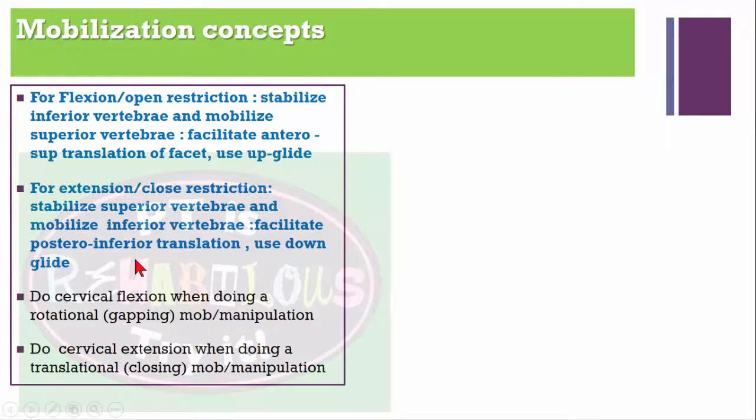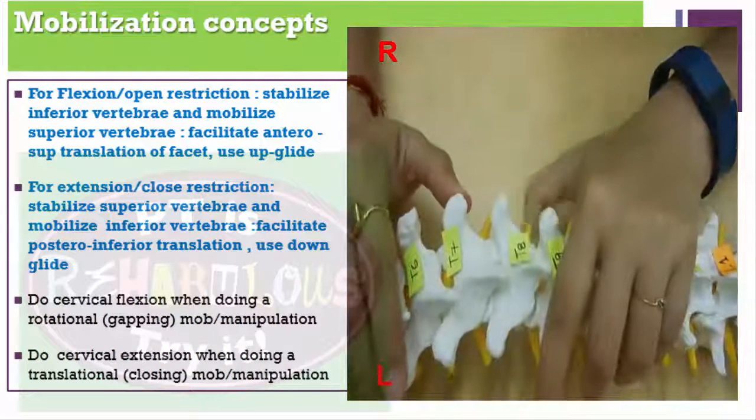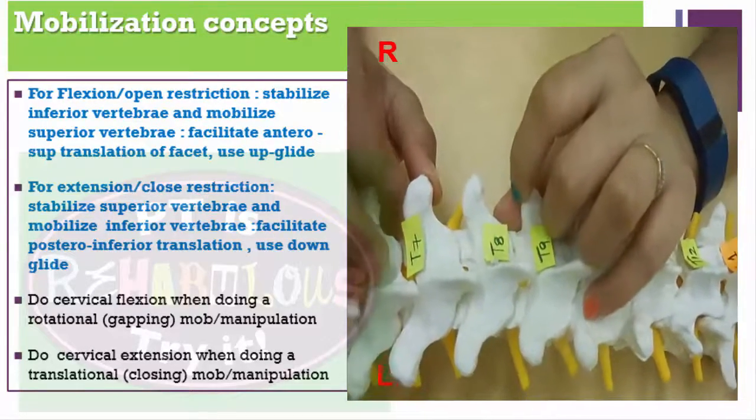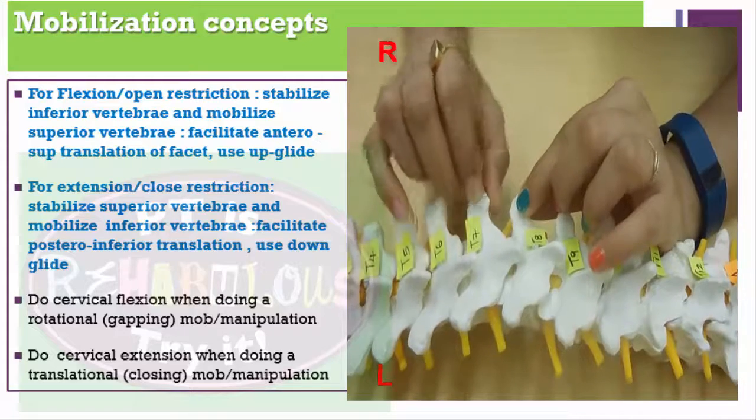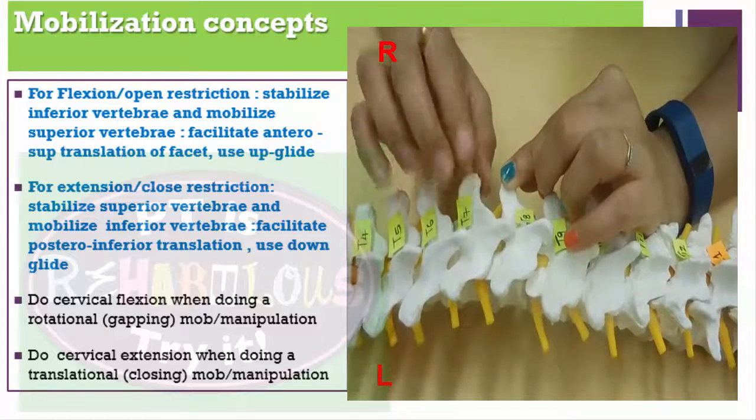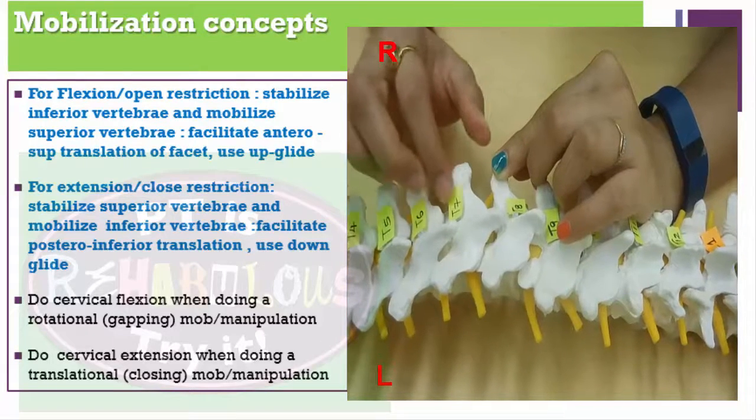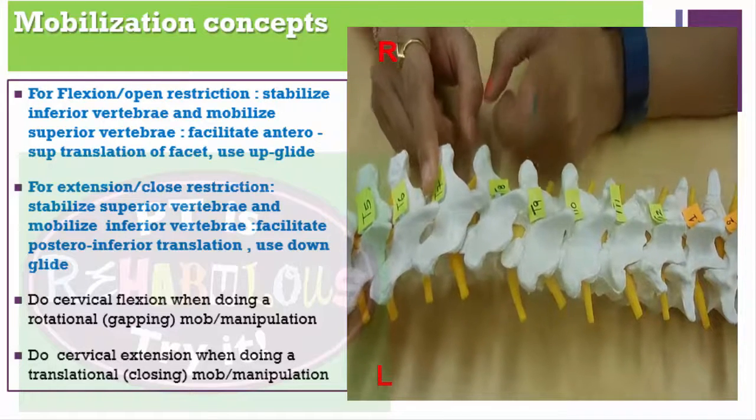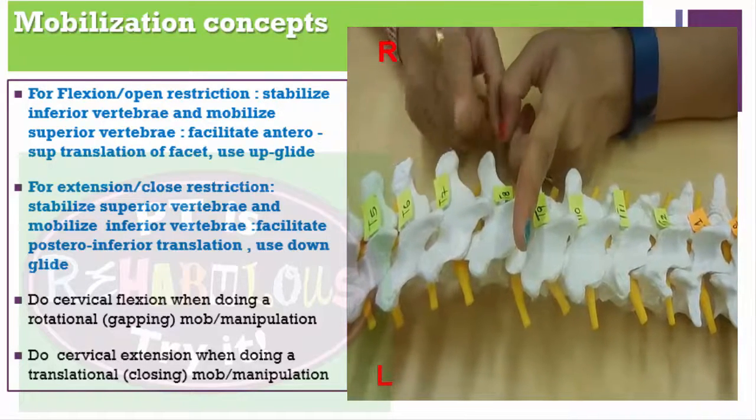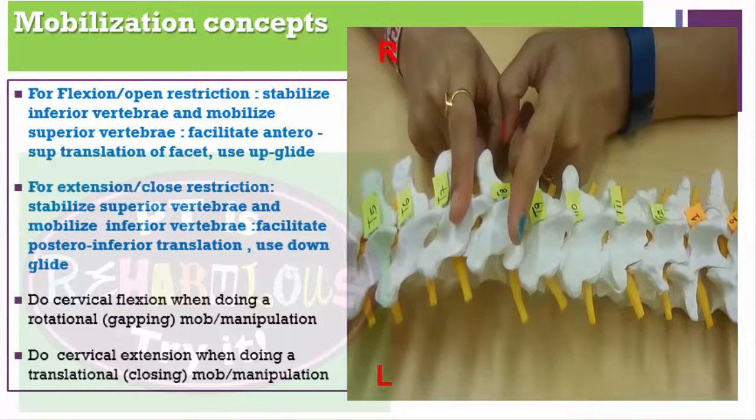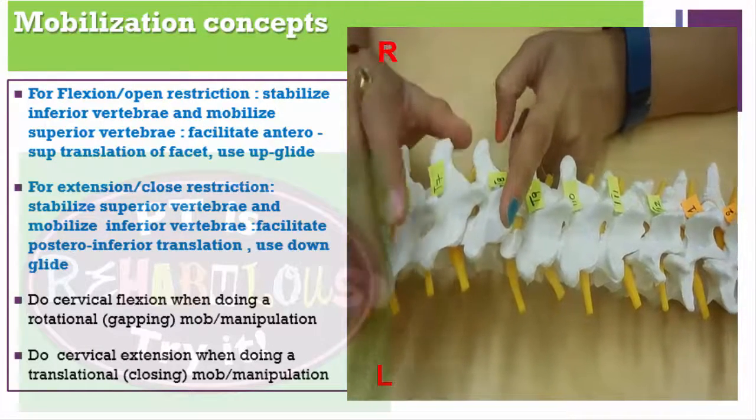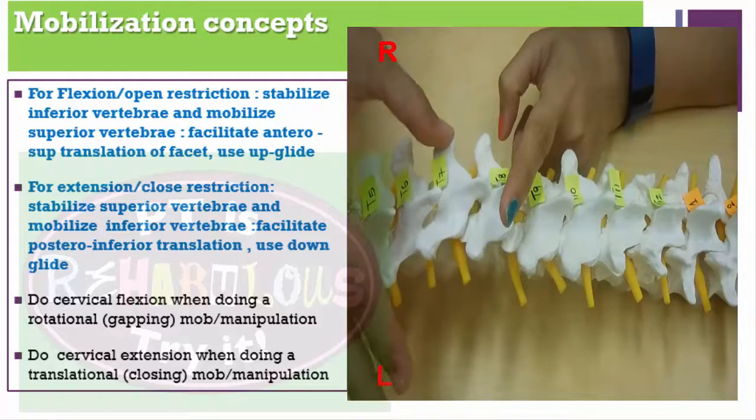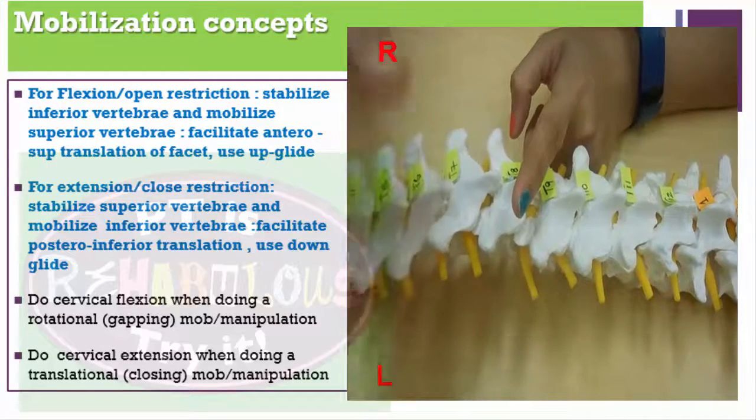Let's learn on the spine model. For thoracic, I'm going to take the T7, T8 level for flexion and extension restriction. If the patient is having a problem with flexion restriction or opening restriction at T7 and T8, then I'm going to stabilize T8 and mobilize T7. And for rotation, in the same way, if I have a left rotation problem, I will mobilize from the right side. If I have a right rotation problem, I'm going to mobilize from the left side.